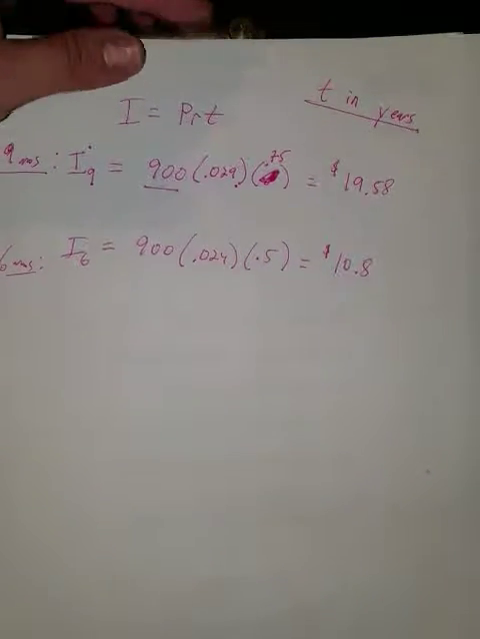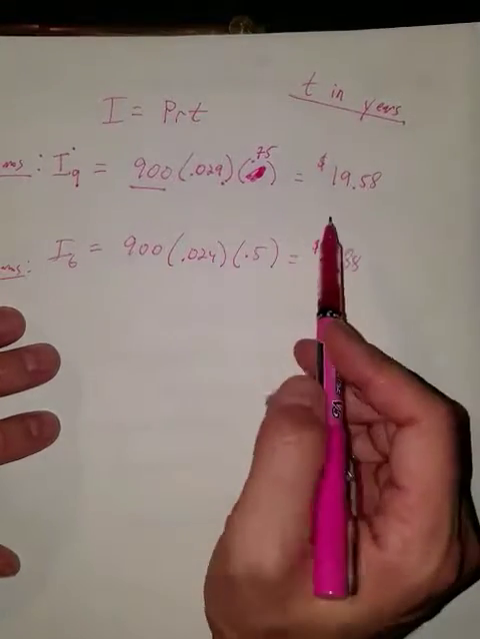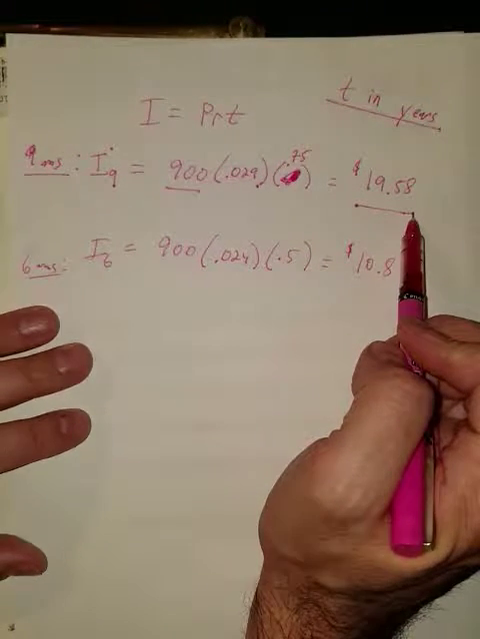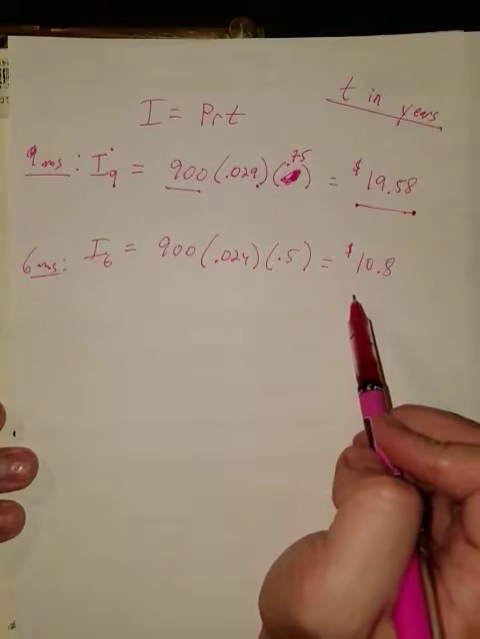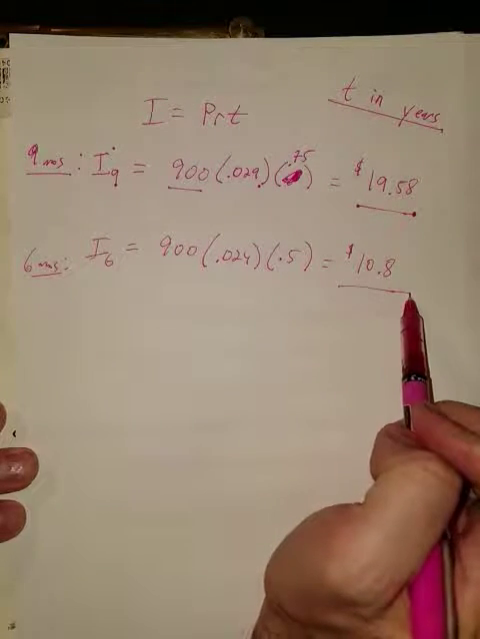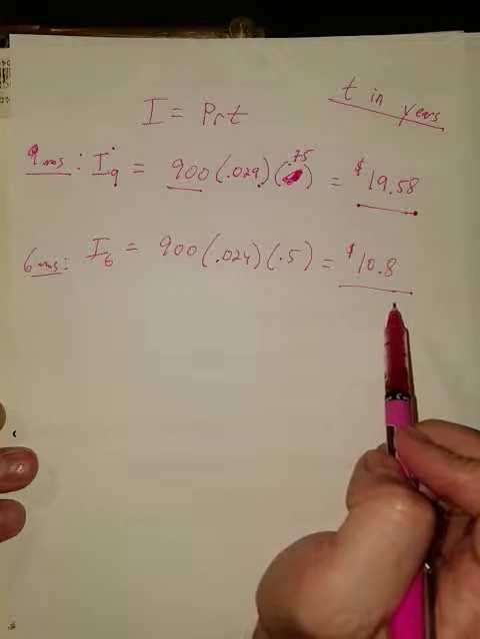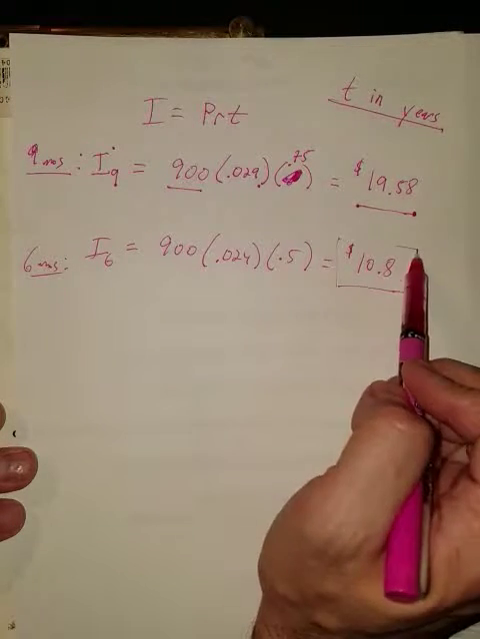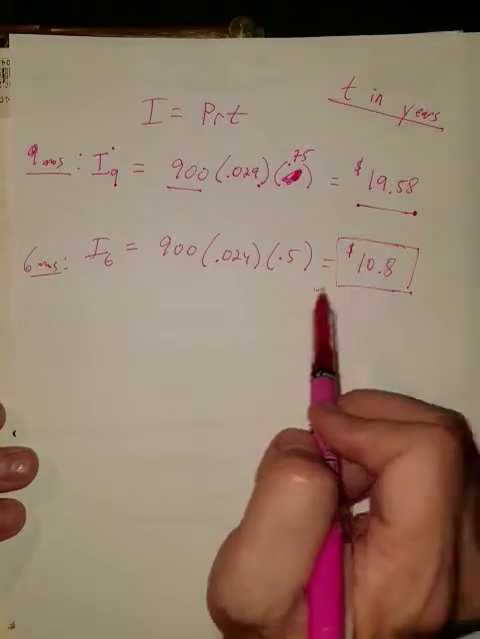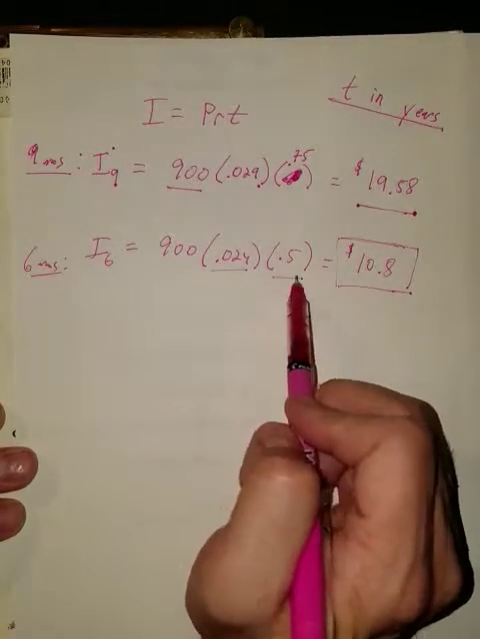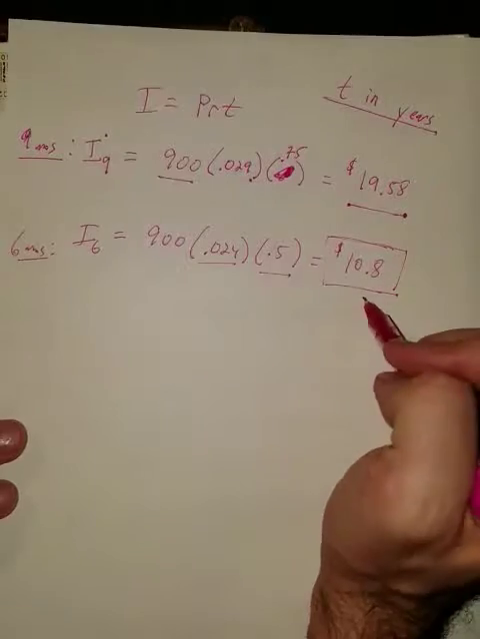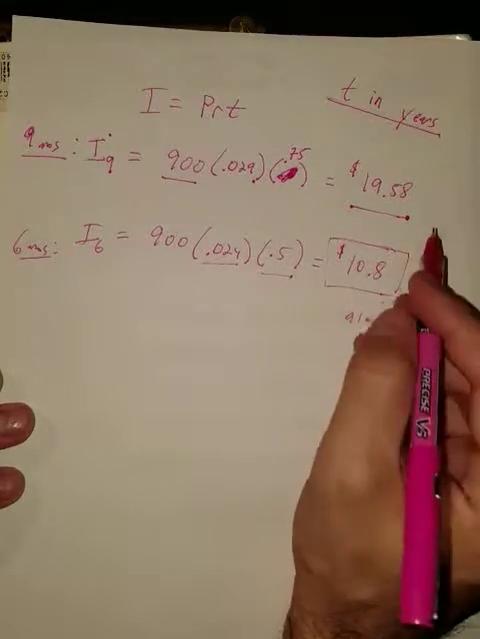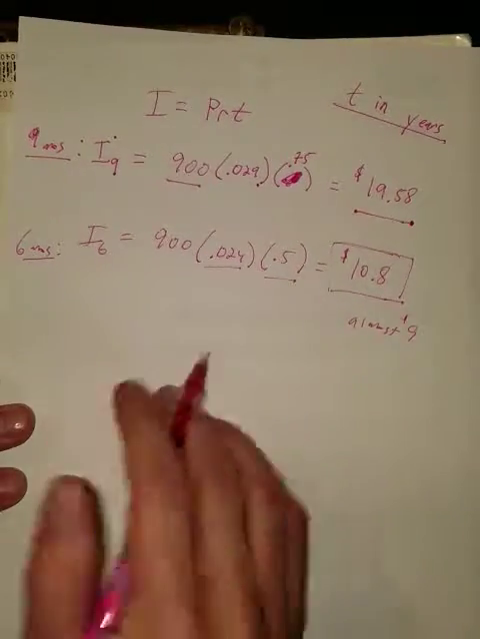Okay, it didn't let me pause the video, so I just did it on a calculator. For 9 months, the interest is $19.58. For 6 months, it's only $10.08. So obviously it's better to pay it off in 6 months because it's a lower interest rate and lower time. The difference is almost $9, like eight something. The difference in interest.